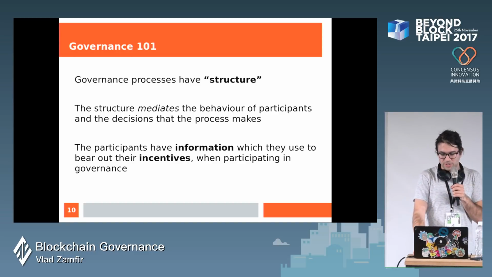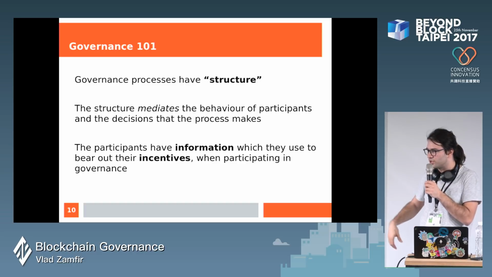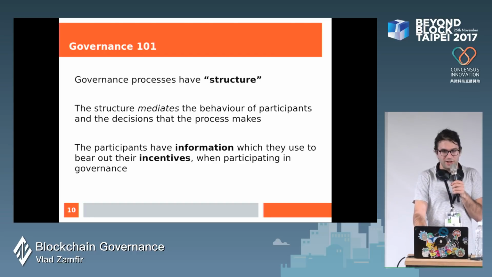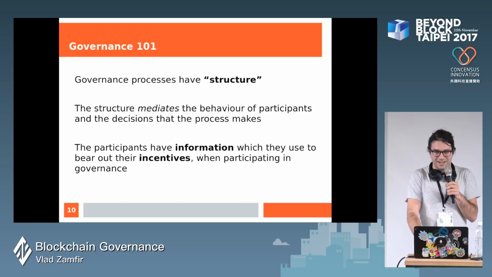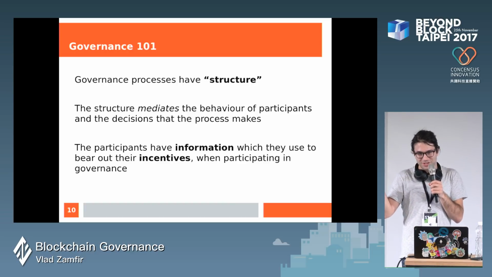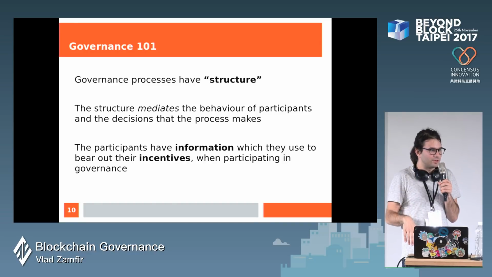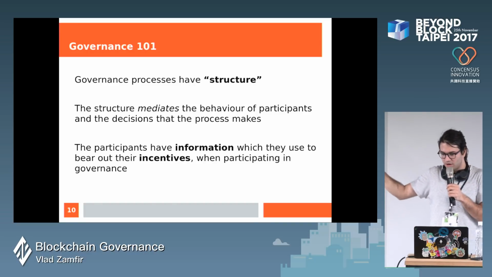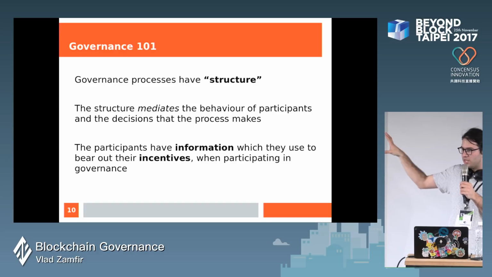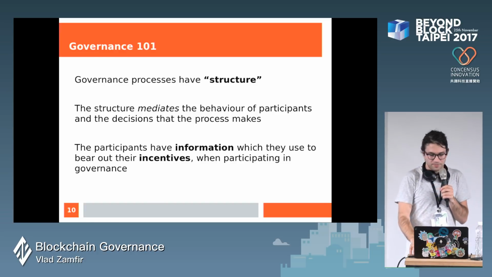So you can think of this pretty much as the structure of a function or the structure of a process. Different inputs, different outputs means it's a different function. Or sorry, the same inputs, different outputs means it's a different function, and you can think of a function as all of the ways that inputs are mapped to outputs. And in a similar way, the governance structure mediates participation and decisions.